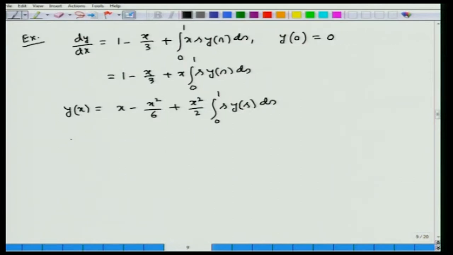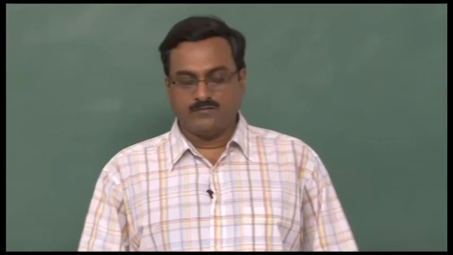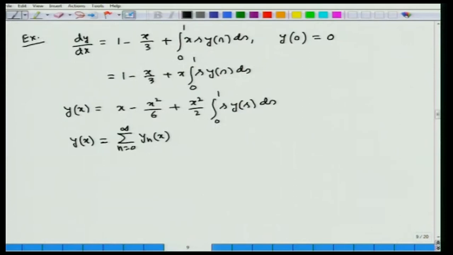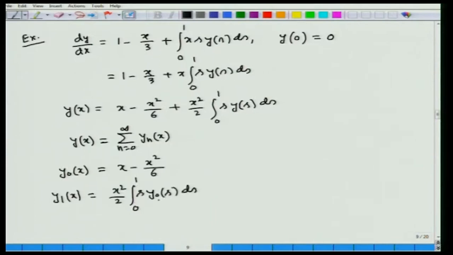And now we assume the solution of this equation can be expressed in the form y(x) equal to the sum over n from 0 to infinity y_n(x). And now we use the formula for computing y_0, y_1, y_2 and so on. Therefore, y_0(x) is equal to x minus x^2/6. Using this y_0(x), we can calculate y_1(x), which is equal to x^2/2 integral 0 to 1 s y_0(s) ds. And here you can note that this x^2/2 is nothing but integral 0 to x p(t) dt that we discussed in the general formulation for solving this kind of equation using the Adomian decomposition method.